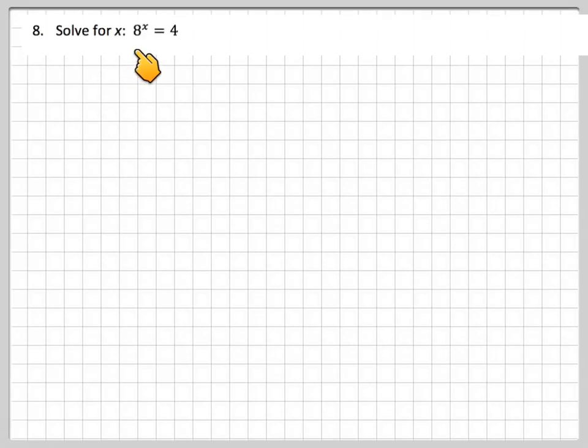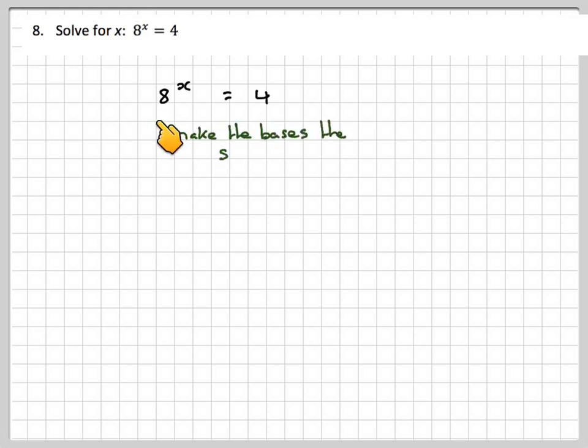Solve for x, 8 to the power of x is equal to 4. So we've got 8 to the x is equal to 4. Now, what you need to do is make these the same base. What you've got to realise is that 8 and 4 are both powers of 2.